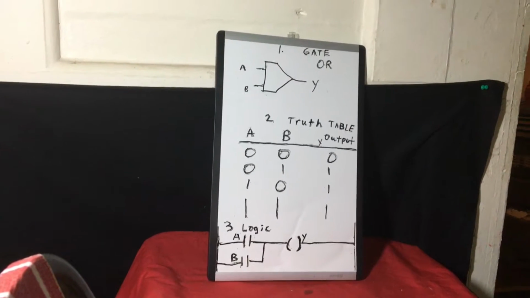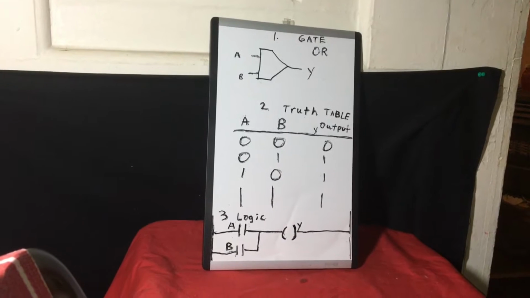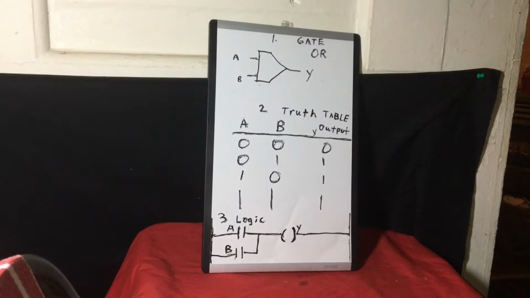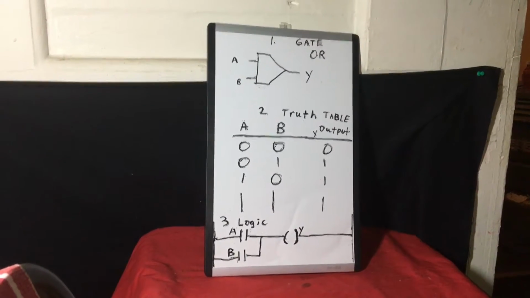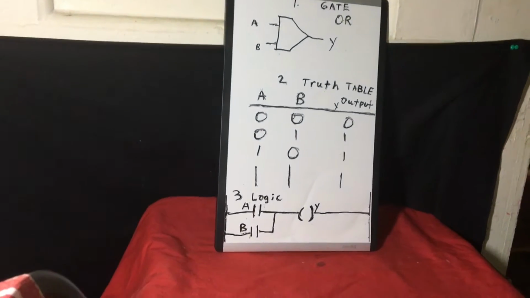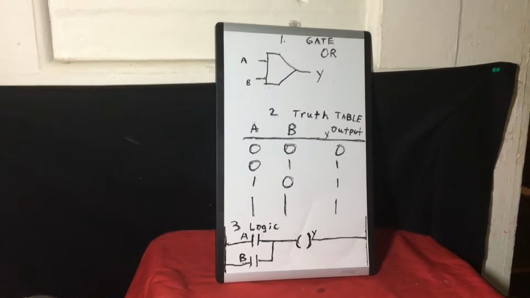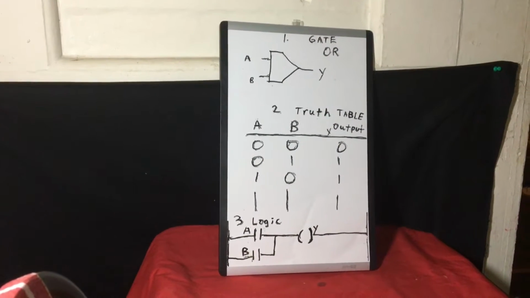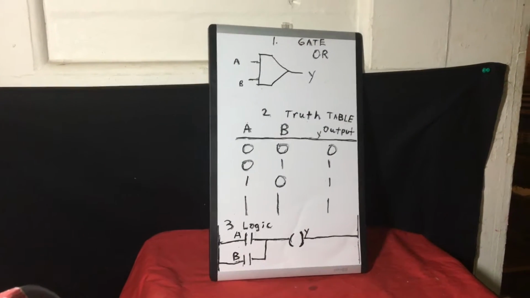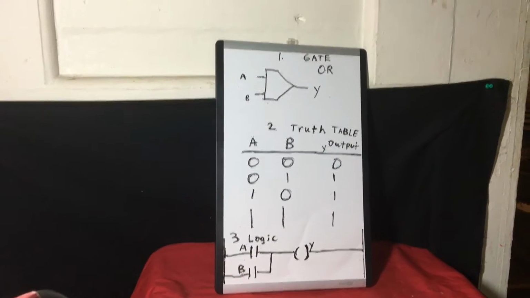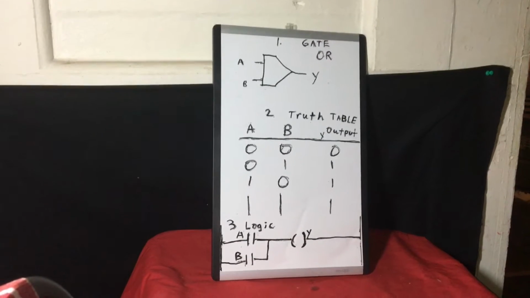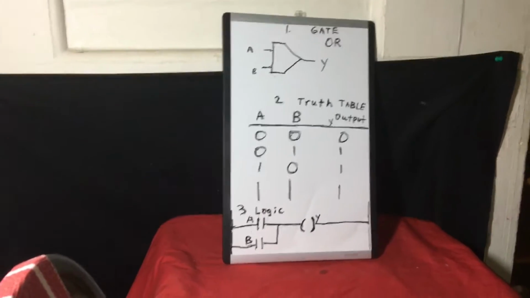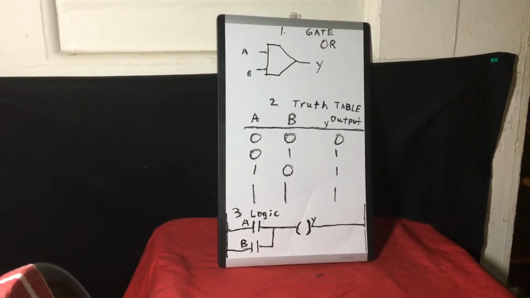Today I bring you the OR gate. It is part of Boolean Algebra, and I want to apply this to ladder logic. If you see at the top, number one, we have the gate. Number two, we have the truth table. Number three, we have the logic. When we incorporate Boolean algebra into ladder logic, you see at number three, this is where the inputs take state and they affect the output.